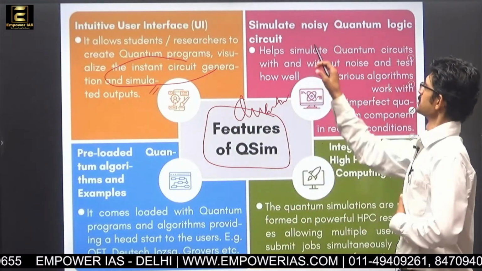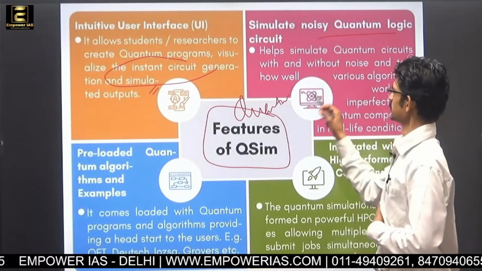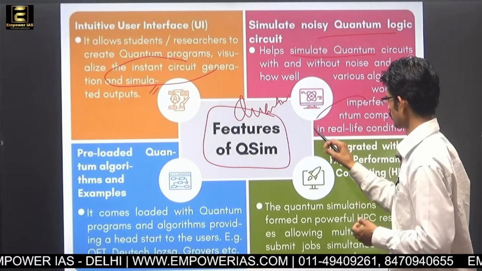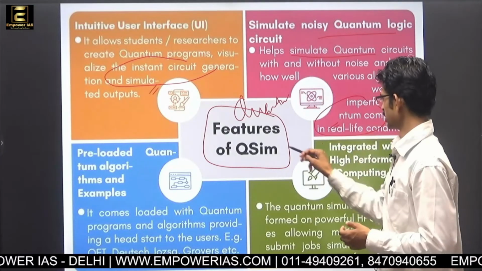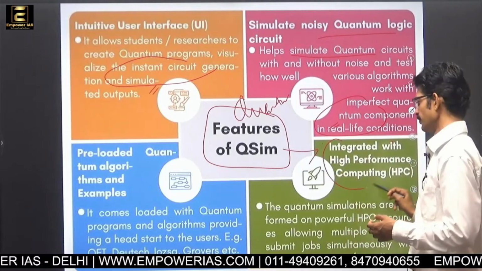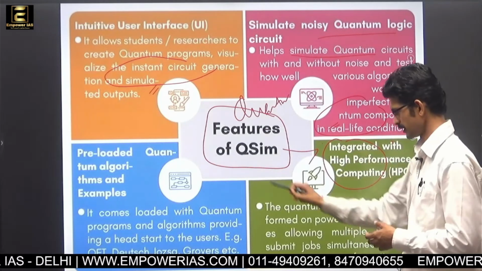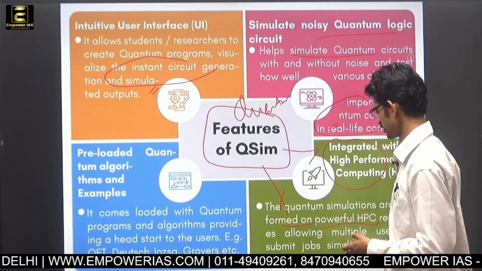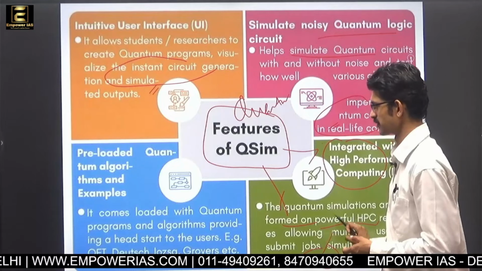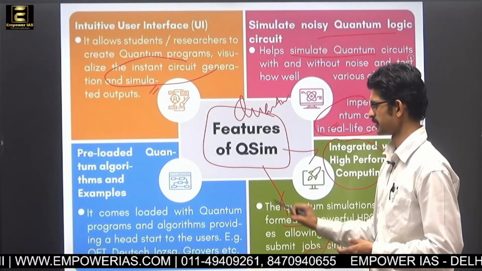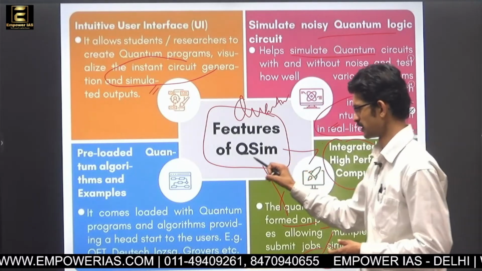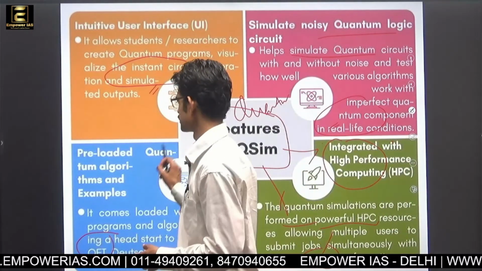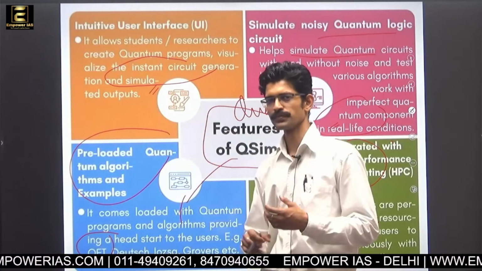So, there is a simulation quantum logic circuit inside the Q chip, which is based on quantum computing, and there is work on quantum real-life control. It also integrates with the high performance computing scheme. Then there are quantum simulation terms with powerful HPC resources with the help of qubit configuration. Quantum programs and algorithm programs are used, such as Deutsch-Jozsa, Grover's and QFT. So, it is preloaded with an algorithm processing system.